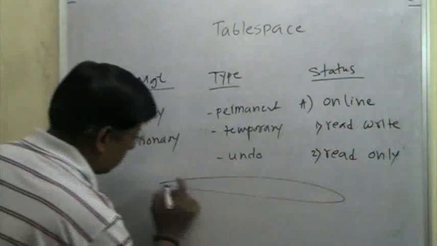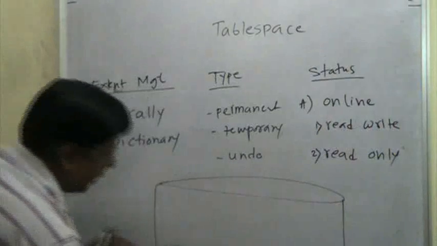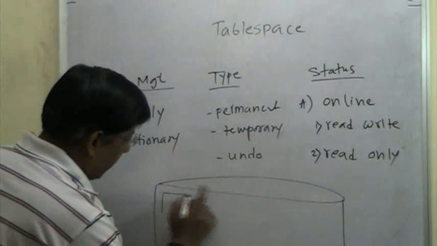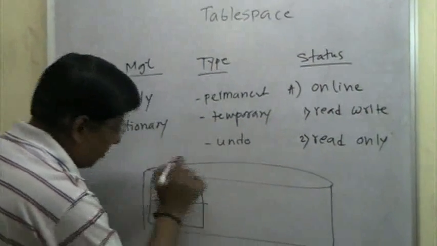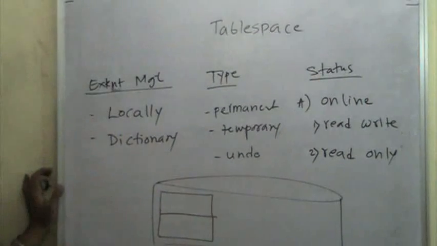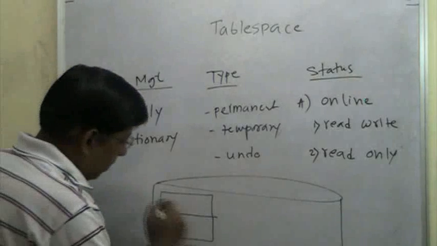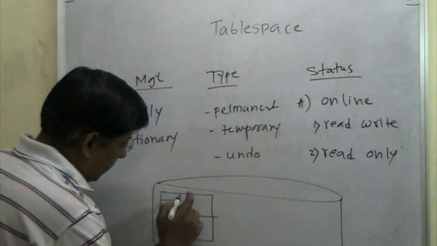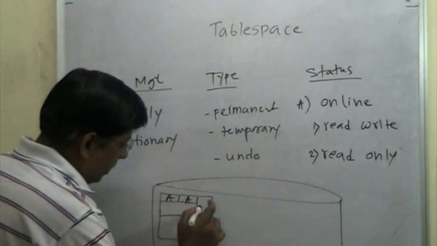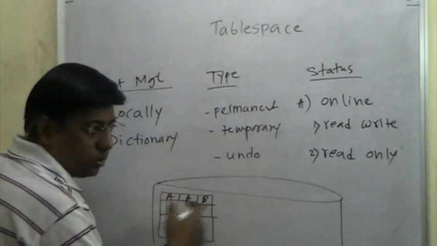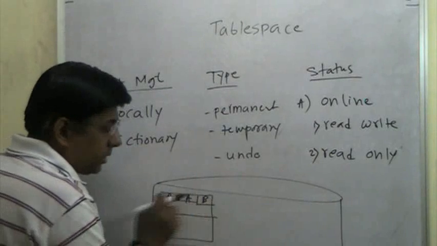This is my hard disk. This is one data file. This is another data file, and both of them combined together is my table space. Now within this table space, I have one extent created, another extent created for table A, and then table B, and so on, and all those things are happening. The extents are getting created.